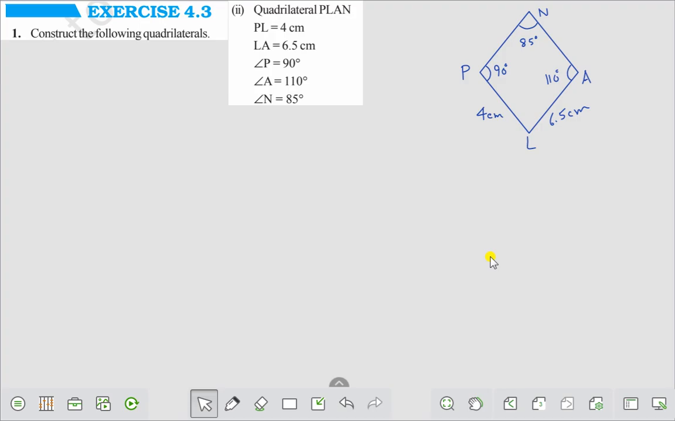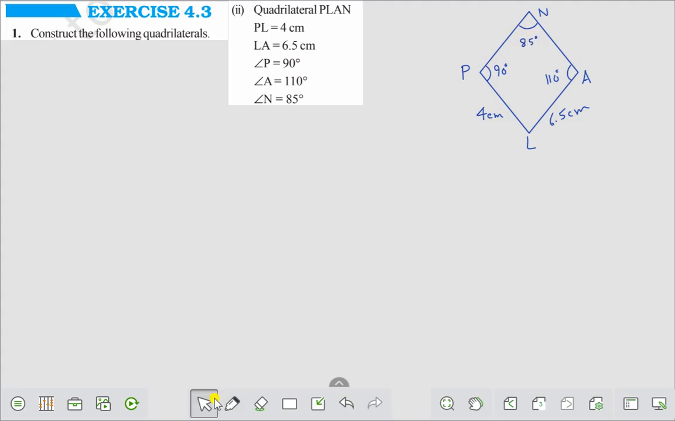Hello everyone. Today I shall discuss exercise 4.3, question number 1, 2. Construct the following quadrilaterals. Quadrilateral PLAN, PL 4 cm, LA 6.5 cm, angle P is 90 degree, angle A is 110 degree, angle N is 85 degree.